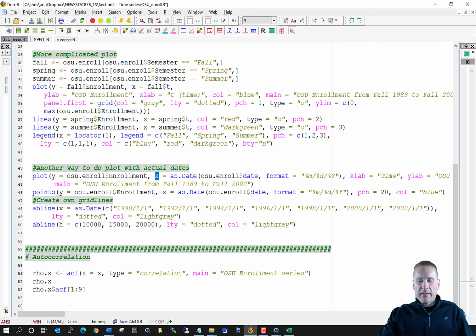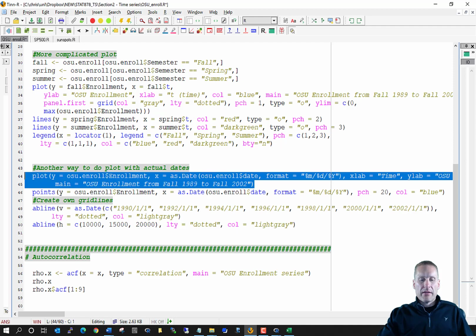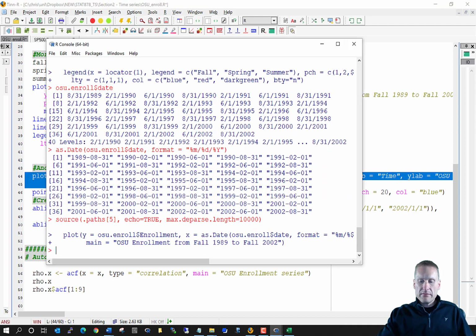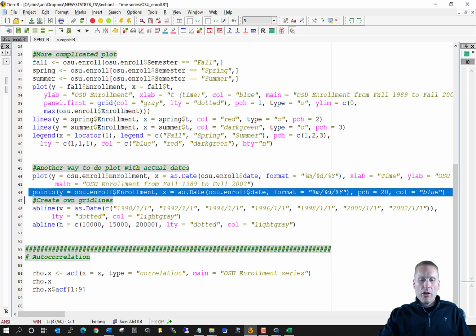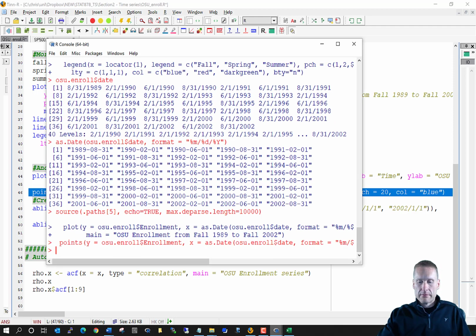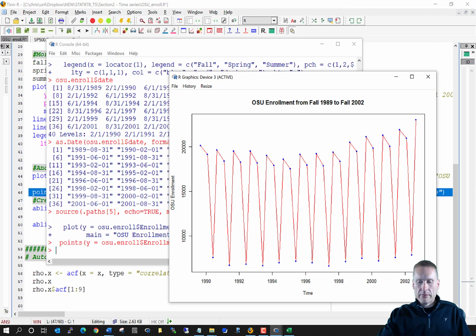And then I'm going to have an x-axis label, y-axis label, and a main title for the plot. And let me also go ahead and put the points on the plot as well. Notice in this particular case, when I'm working with the points function, I can also specify y-axis, x-axis. And now here's my plot. So we have time now on the x-axis, corresponding to the actual date.